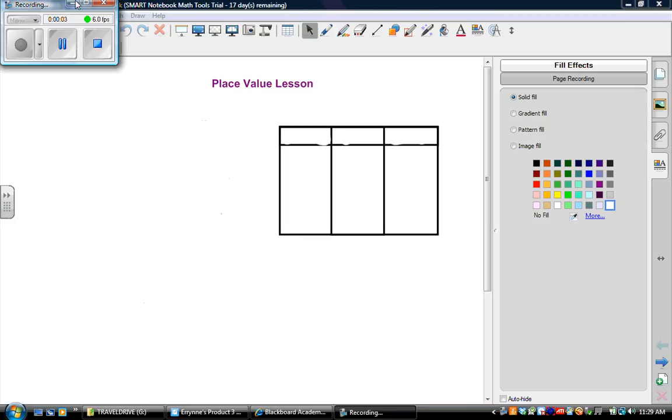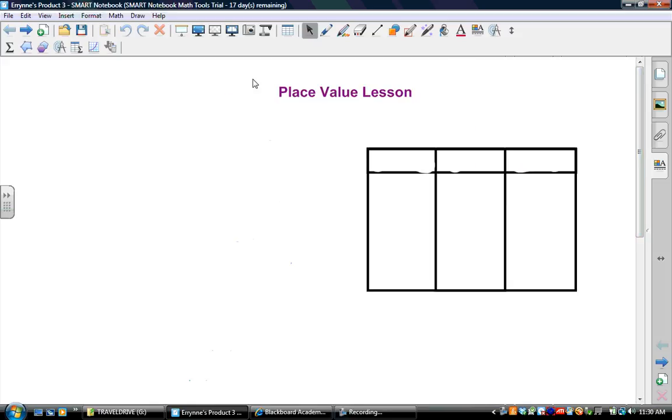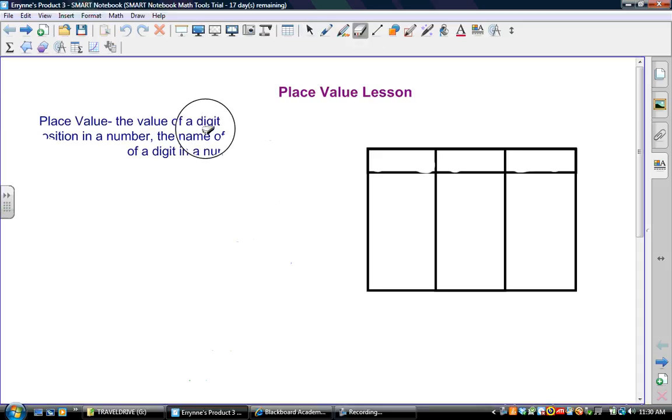Okay, boys and girls, today we are going to talk about place value in our math section of today's schedule. So first we must determine what is place value. Place value is defined as the value of a digit as determined by its position in a number, or the name of the place or location of a digit in a number.